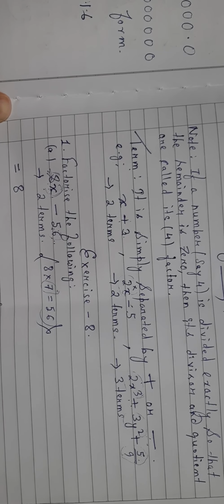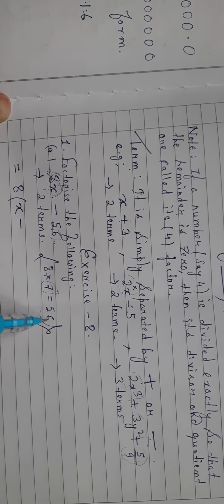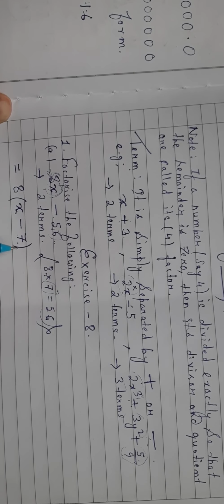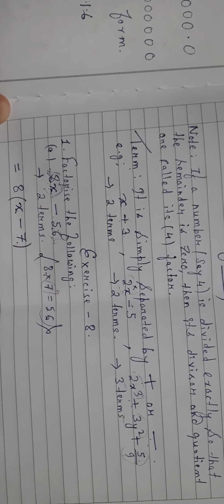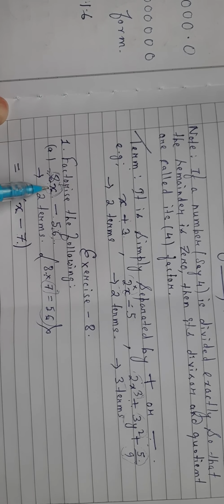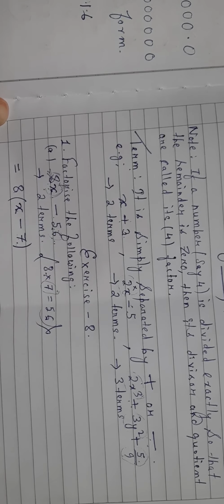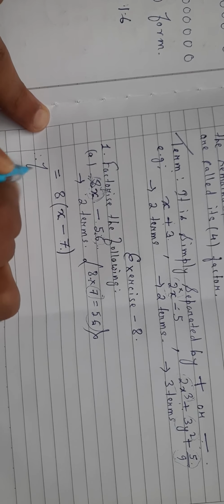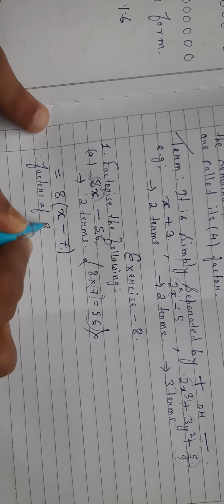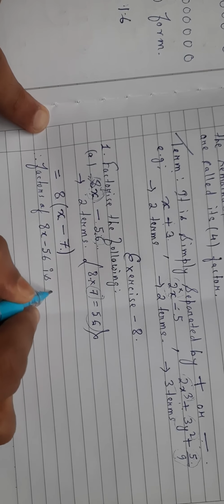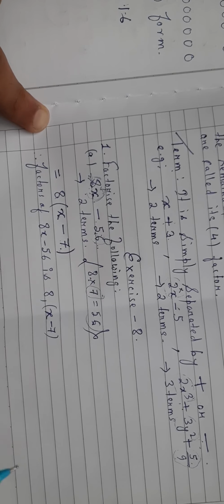8 common. Okay, so when I take 8 common from the first term 8x, we are left with only x, then the minus sign. Next, 8 into 7 is 56, so 7. Therefore the answer is 8 within bracket x minus 7. Therefore the factors of 8x minus 56 are 8 and x minus 7. You can also verify it this way: 8 into x is 8x, 8 into 7 is 56, right? Therefore the factors of 8x minus 56 are 8 comma x minus 7.